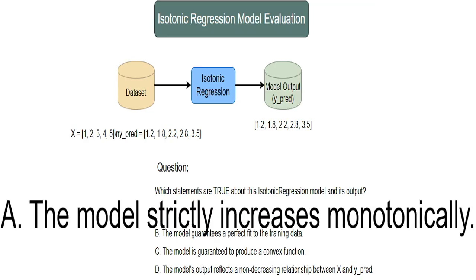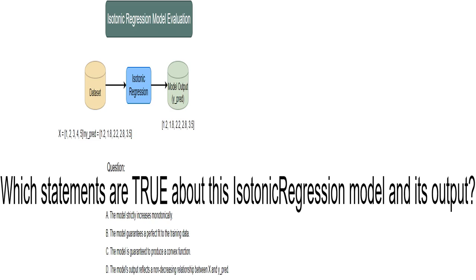This statement asks if the model always creates a convex function, a function where a line segment between any 2 points on the graph lies above the graph. Isotonic regression doesn't guarantee convexity. It only guarantees a non-decreasing relationship between input and output. This is asking if isotonic regression always perfectly predicts the training data. Nope. Isotonic regression aims for the best non-decreasing fit, but it's not always a perfect match.